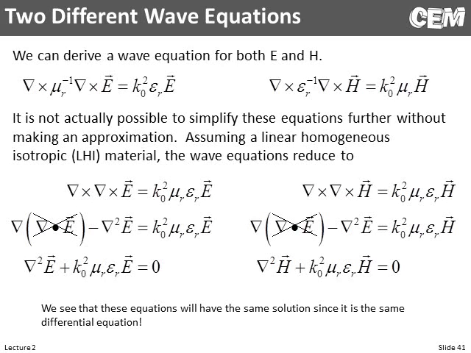And we could do it one of two ways. We could derive a wave equation for E or a wave equation for H. And sometimes there's benefits or drawbacks doing it either way. But the point is, once we're here, we can't simplify this.